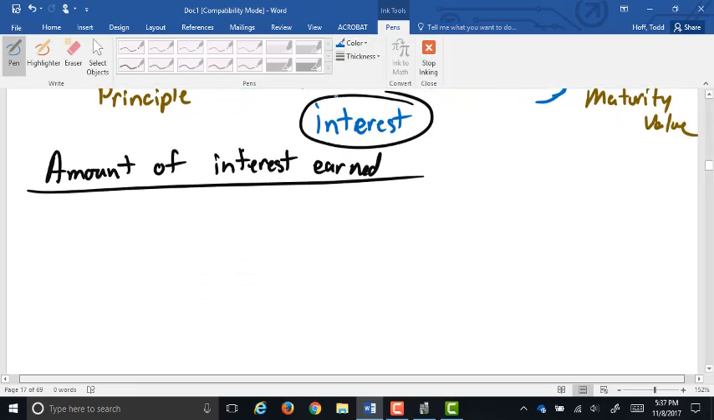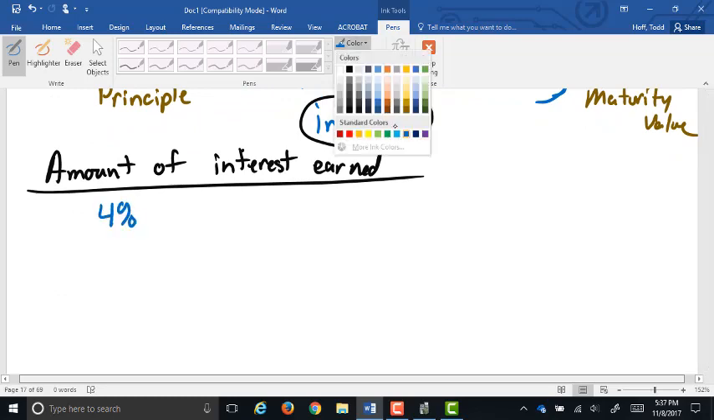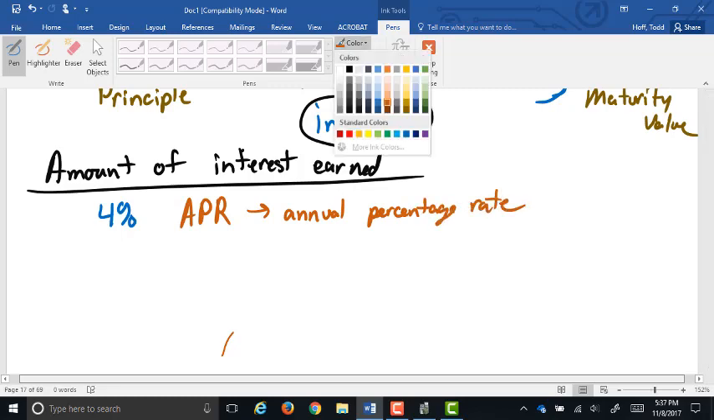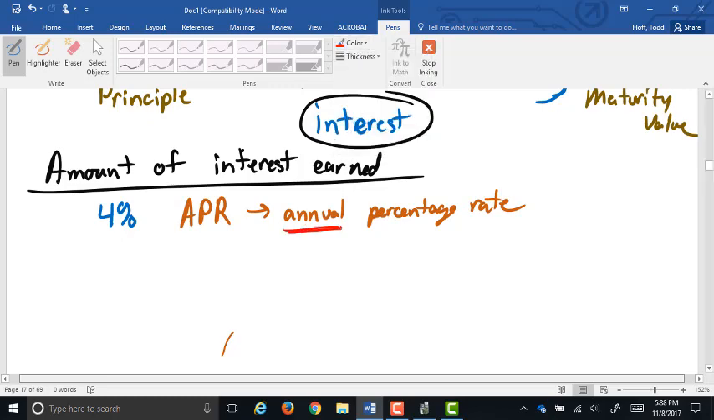First, we want to talk about the stated rate. Let's say your interest on the account is stated at 4%. They might use the term APR. What does APR stand for? Annual percentage rate. There you go. That term's going to come out quite often. And the key word there is annual. So that 4% is an APR, that is 4% per year.